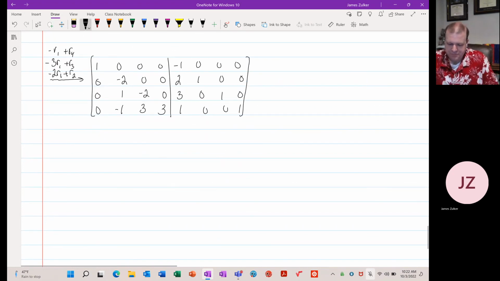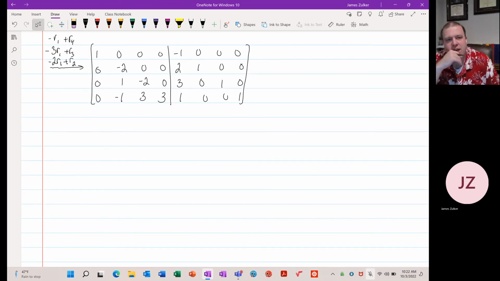Need to make the 2, 2 entry now a 1, right? Well, that's easy, isn't it? That's just the operation -1/2 times row 2.